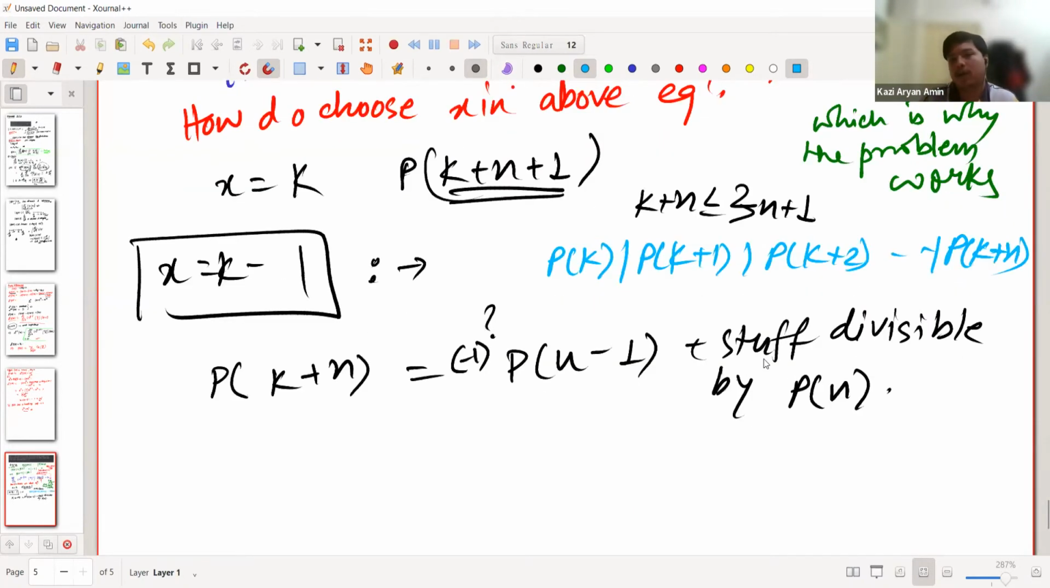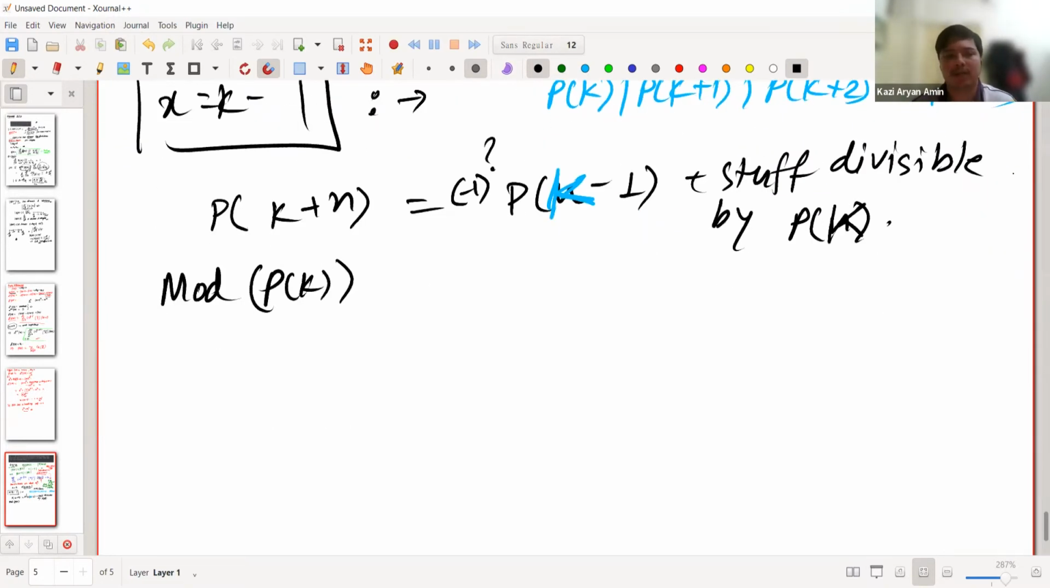Now when you use the finite difference formula, you get p of k plus n is equal to minus 1 to the power something times p of 1, plus stuff divisible by p of k. So when you take this equation mod p of k, what does this give you?